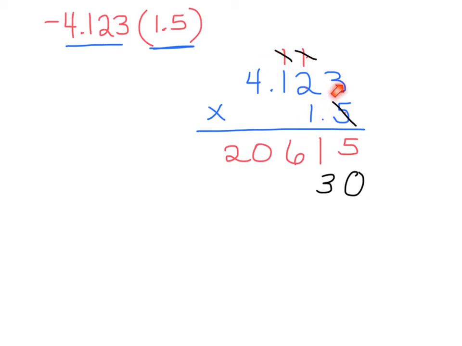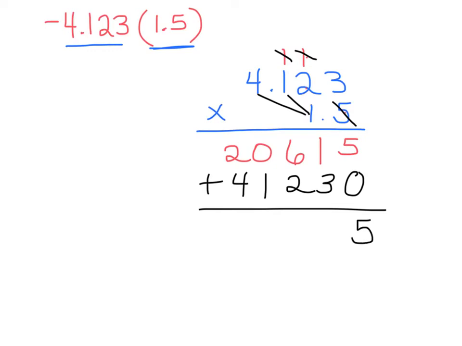And let's start with the 1 times 3, which is 3. 1 times 2, which is 2. 1 times the other 1, which is 1. And then 1 times 4, which is 4. Okay, your next step is just to add these up. All right, 5 plus 0 is 5. 3 plus 1 is 4. 6 plus 2 is 8. 0 plus 1 is 1. And 4 plus 2 is 6.